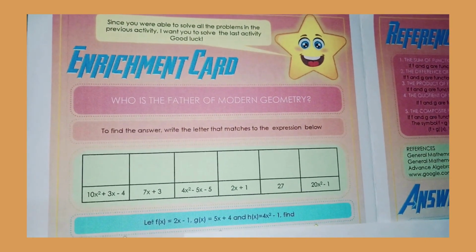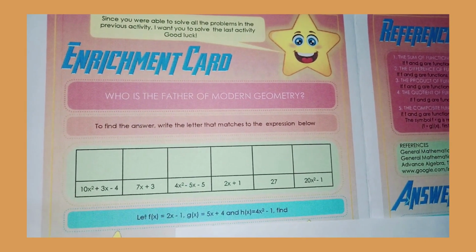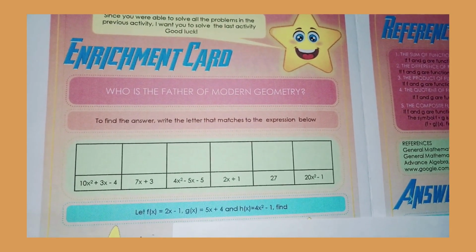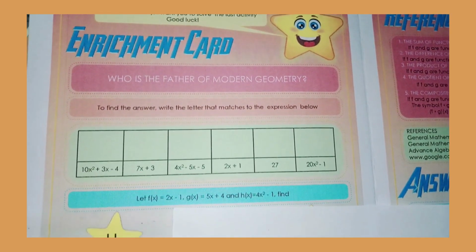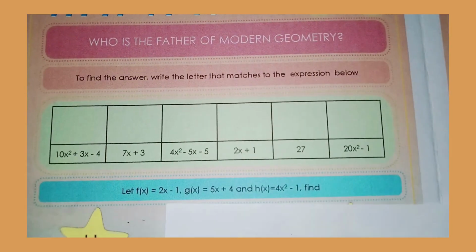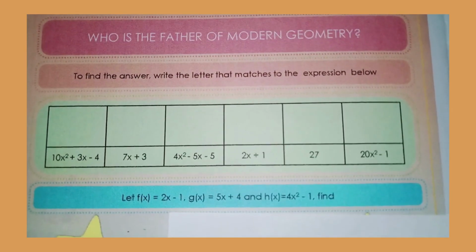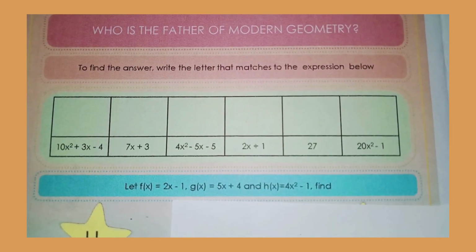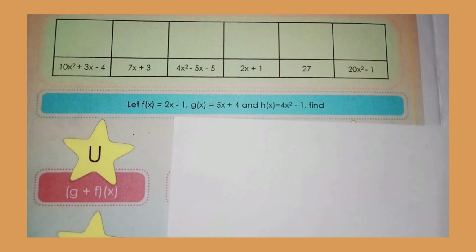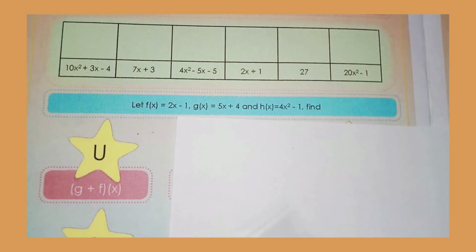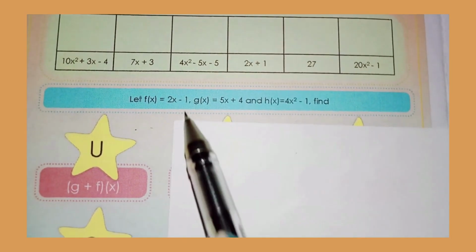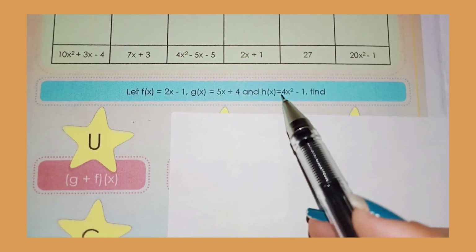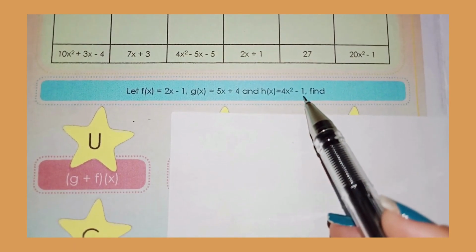For enrichment card, we need to find the answer, who is the father of modern geometry. So, para malaman kung sino ang father of modern geometry, we need to answer this box. So, these are the choices or the answers. Yung gagawin lang natin, we need to consider this one. Let f of x is equal to 2x minus 1, g of x is 5x plus 4, and h of x is equal to 4x squared minus 1.